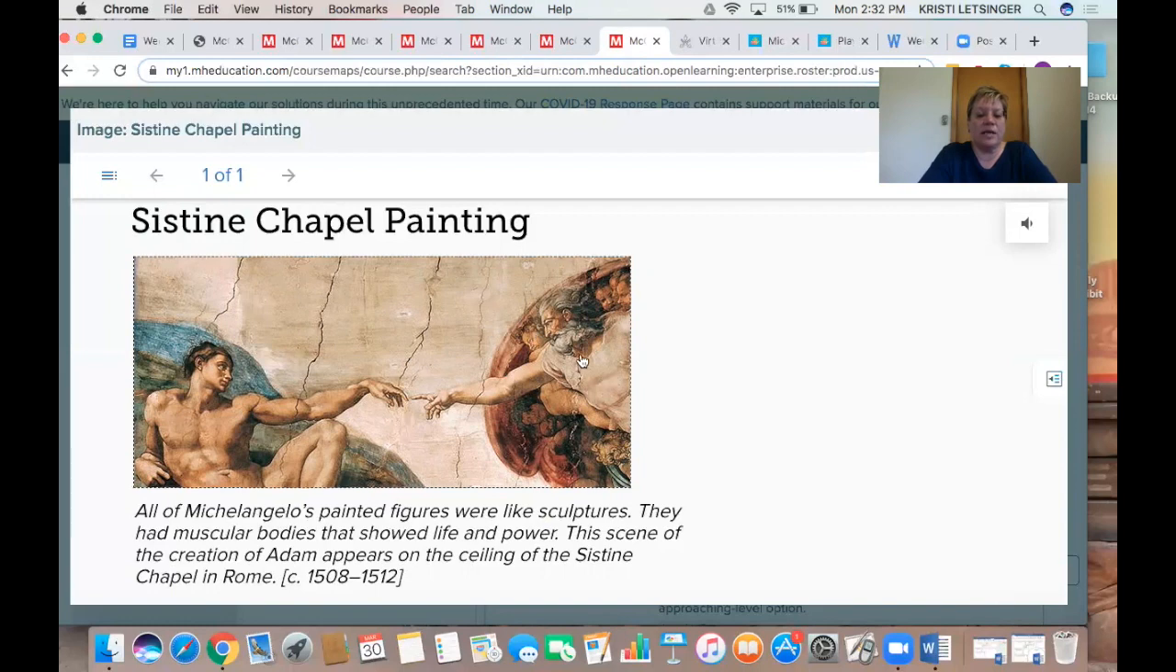This is the moment that God, the man on the right, is getting ready to breathe life into Adam by touching him. If you look at the pictures, they're amazing. You can see the muscles in Adam's arms. You can see the lifelike realism, which is such a change from the Middle Ages when things were very flat and there was no movement in those pictures.